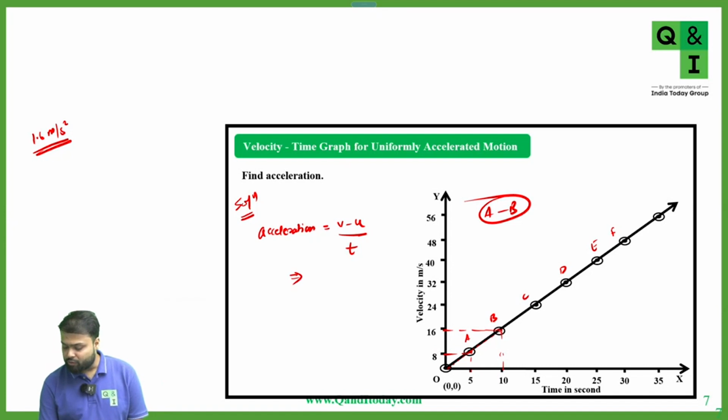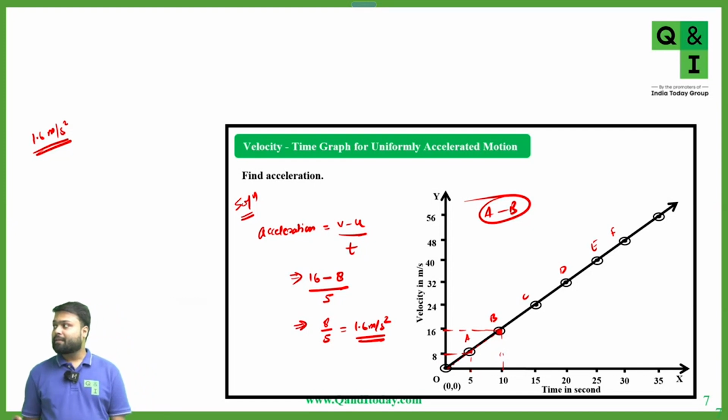Now what is final velocity? That is velocity at B, 16, minus velocity at A, 8, upon time. So 10 minus 5 is 5. Now 16 minus 8 is 8, upon 5. Now this is equal to 1.6 meter per second square. Very good.